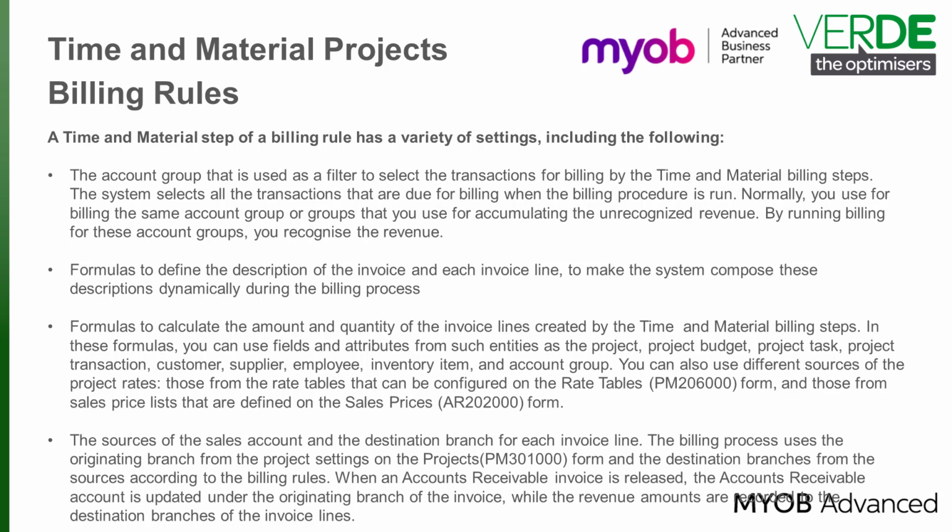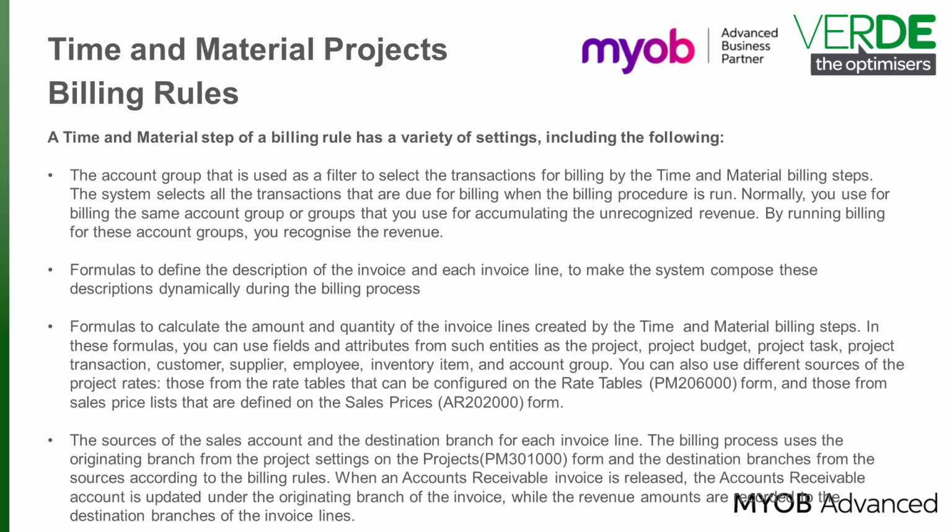A time and materials step of a billing rule has a variety of settings, including the following: the account group that is used as a filter to select the transactions for billing by the time and material billing steps. The system selects all the transactions that are due for billing when the billing procedure is run. Normally, you use for billing the same account group or groups that you use for accumulating the unrecognized revenue. By running billing for these account groups, you recognize the revenue.